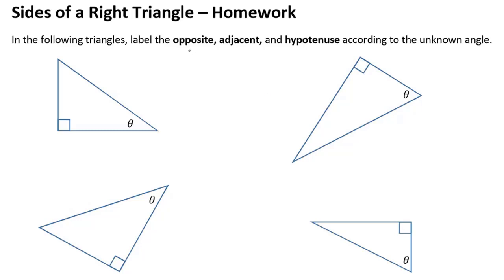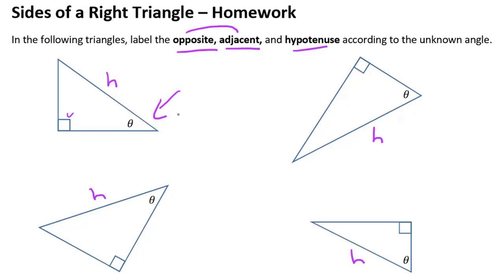In the first part, we are asked to label each of these right-angled triangles with opposite, adjacent, and hypotenuse. Well, the hypotenuse is easy. It's always opposite the 90-degree angle. So this has to be the hypotenuse, this has to be the hypotenuse, this has to be the hypotenuse, and finally, this has to be the hypotenuse. The opposite and the adjacent depend on the angle that we're looking at.